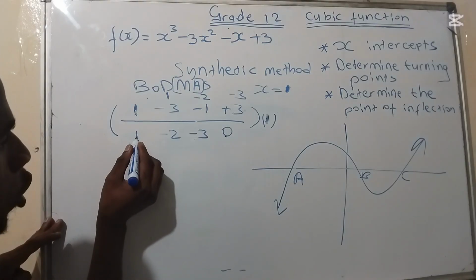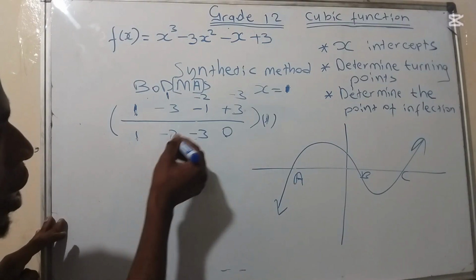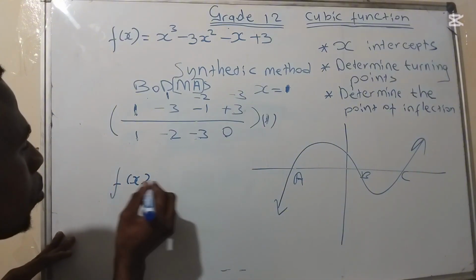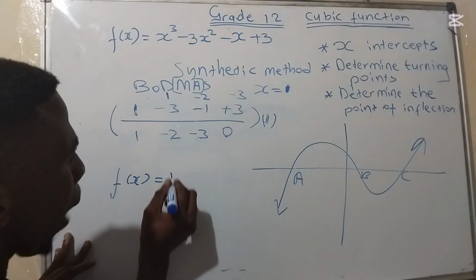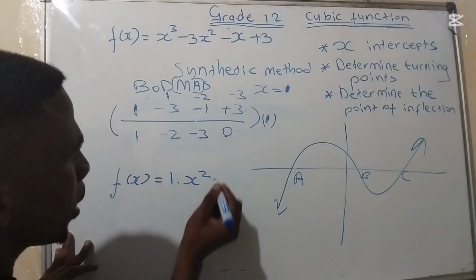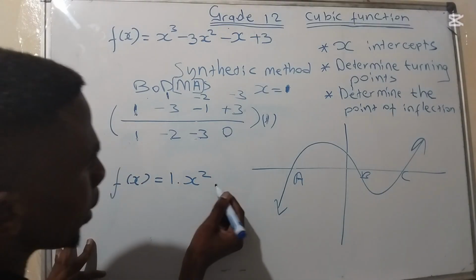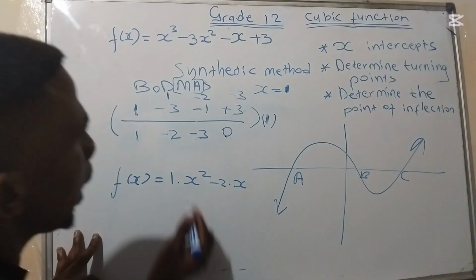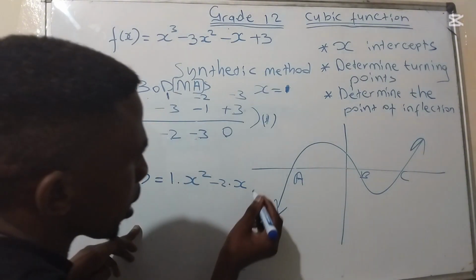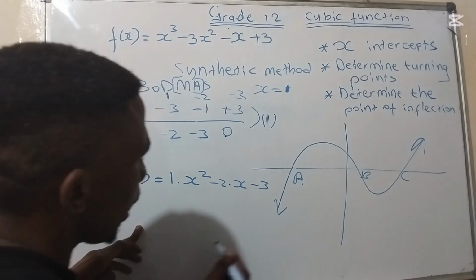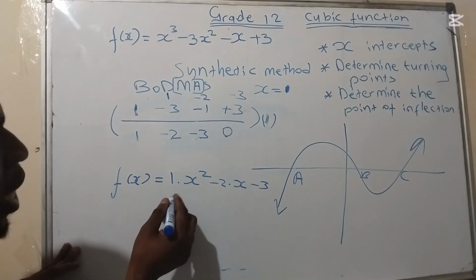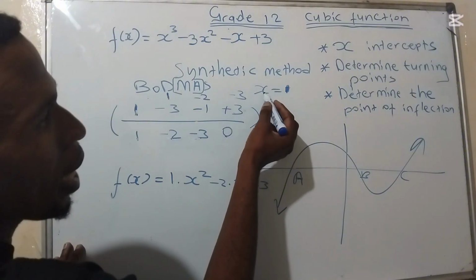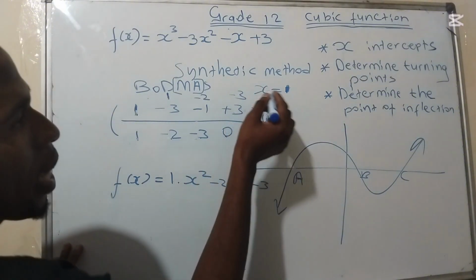So we have the coefficient of x squared, we also have the coefficient of x, and we have the constant, meaning that we are going to say f of x is equal to 1 multiplied by x squared. Then we have negative 2 multiplied by x. Then we have our constant, which is negative 3. Then let's simplify our equation and factorize so that we can find the other two factors, because we have already managed to get our first factor, which is x equal to 1.